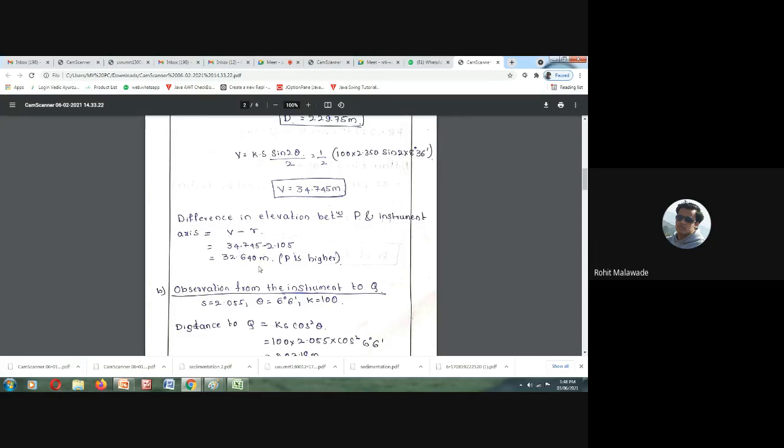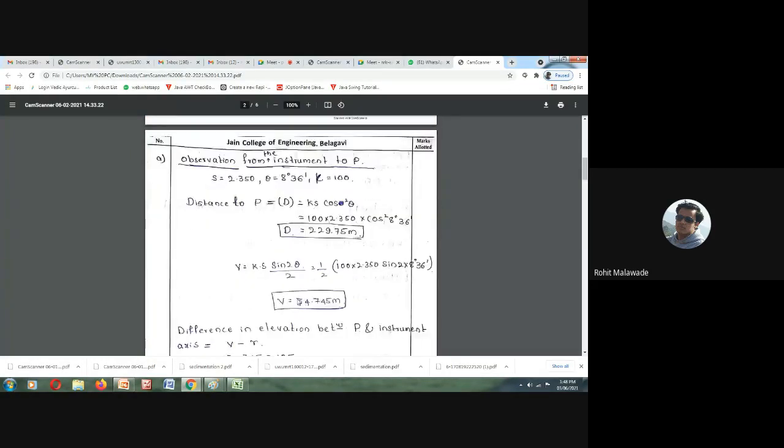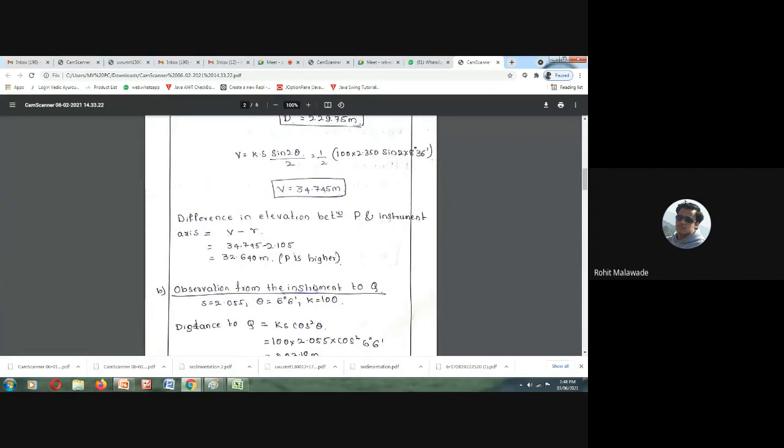So p is higher. The difference between this point and this point is 32.64 meter higher. Now, is it clear?